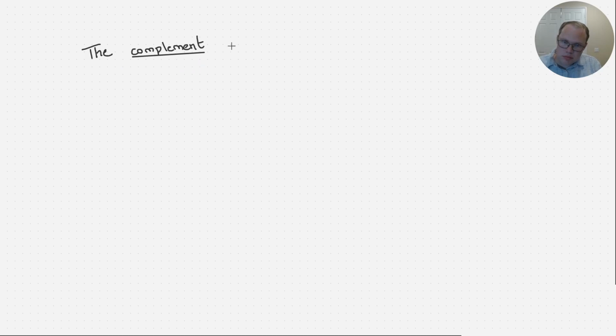Let's talk about a special case of two mutually exclusive events. So we're going to focus on an arbitrary event A. The complement of an event A is the event that contains all the outcomes not in A. It's the event where A does not happen.